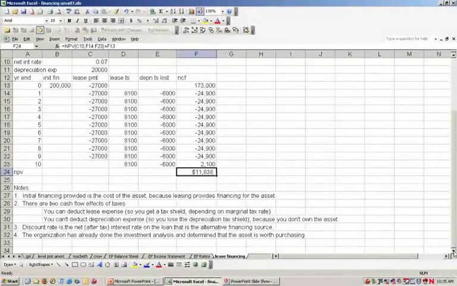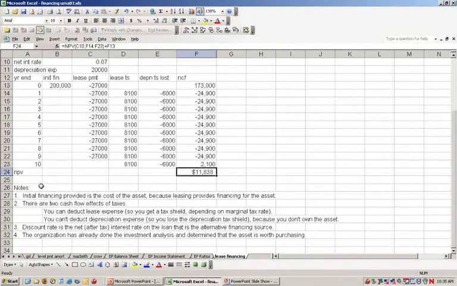Here are a few notes just to reinforce the lease financing valuation process. Note 1 is that the initial financing provided is the cost of the asset, because leasing provides financing for the asset, much in the same way as borrowing provides a cash inflow.